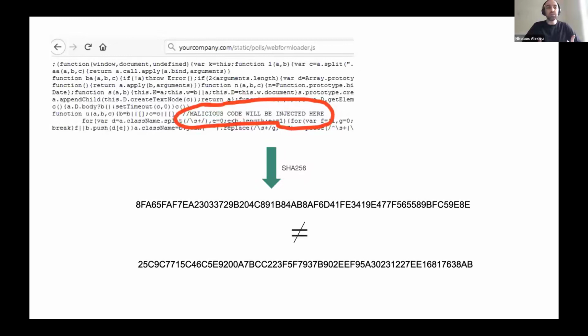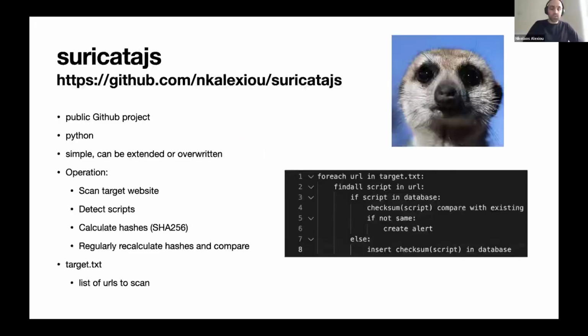So that is a way to detect that something happened in your production. That's a way to detect that the source code changed, and that's a security event that needs to be investigated further. So in order to automate this process, I created a GitHub project that I call Suricata.js, from the lovely animal. You know, it's always on its toes and alert.